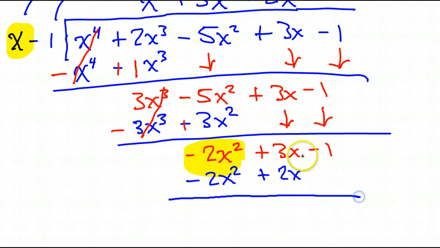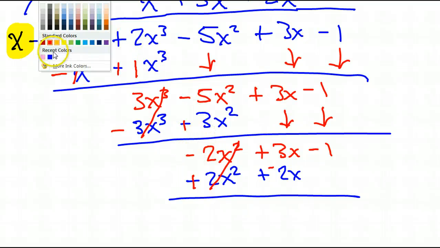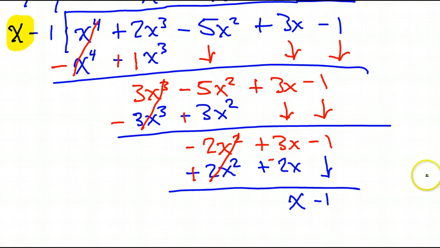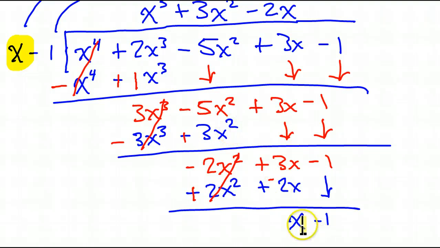As soon as you do that, you subtract by changing the signs. So this will become positive and this will become negative. So these, of course, will cancel out like they always do. Positive 3 and negative 2 make 1. So this is just 1x, or x. And I will bring down the negative 1. One more time. Start over.